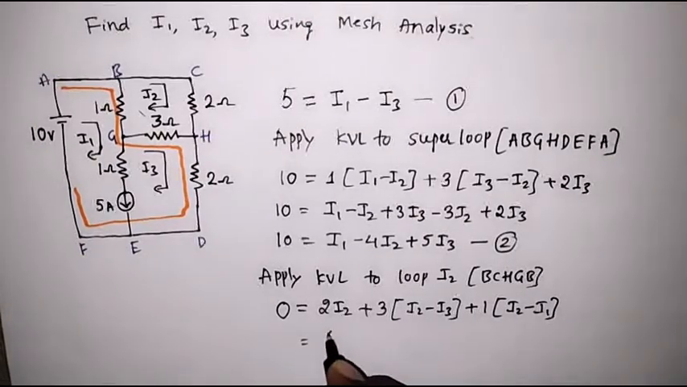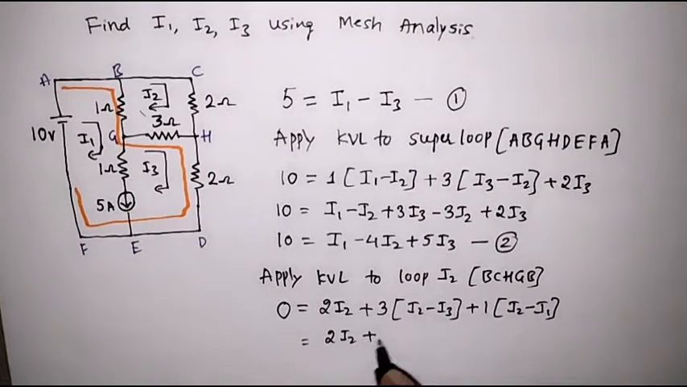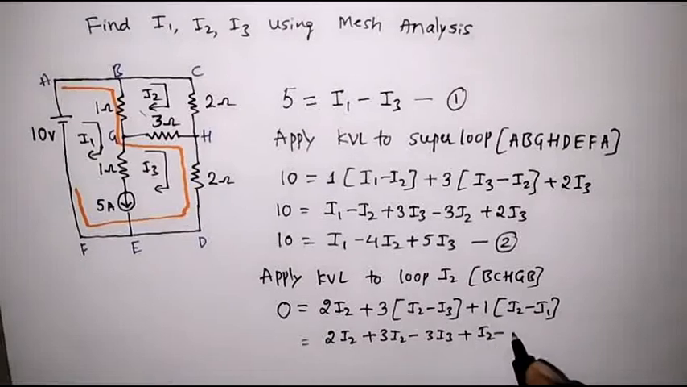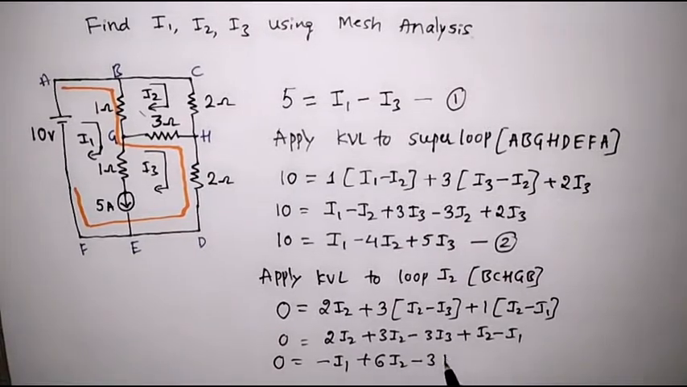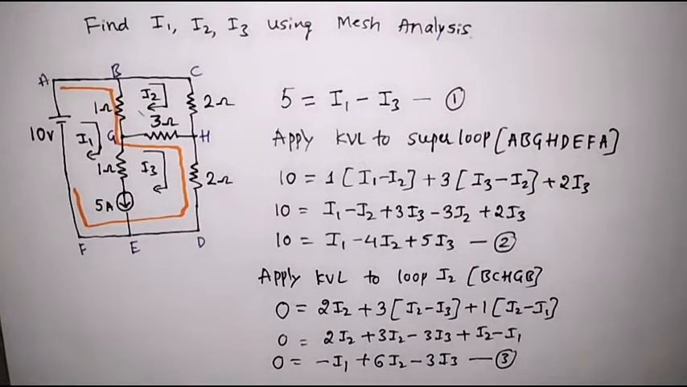Simplify this. 2I2 plus 3I2 minus 3I3 plus I2 minus I1. Therefore 0 equals minus I1 plus 6I2 minus 3I3. We'll call it equation number 3.